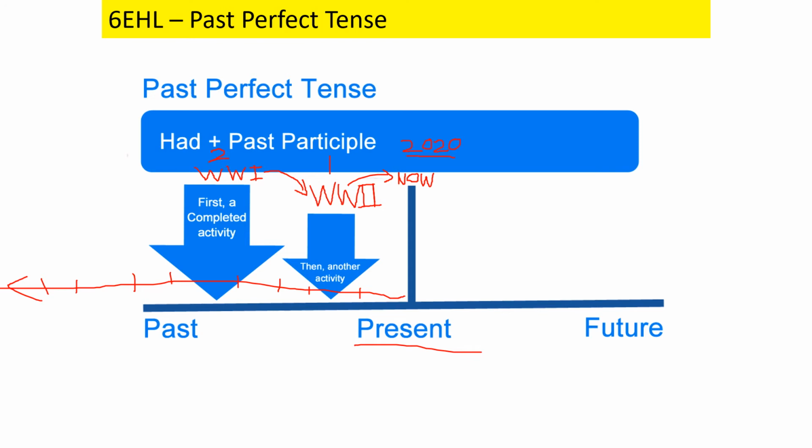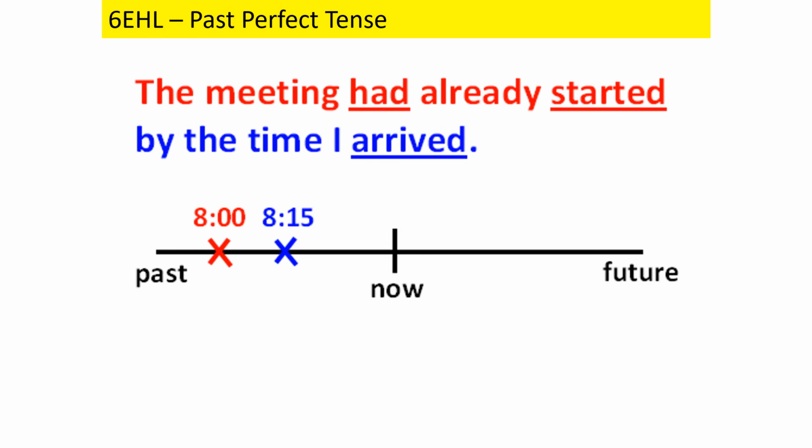Okay, so let's look at the structure of this now that you understand it. So here it is again. You'll see here the meeting had already started by, so let's say it is now 12 p.m. So let's do another simpler example that's not history based. Okay, so I'm talking about it now, right? The meeting starts at 8. I arrived at 8:15. So there's the arrived. Okay, but the meeting started at 8. So the meeting had already started by the time I arrived. Now you can put already in there. It's an adverb. You don't need it. You can use it if you want.